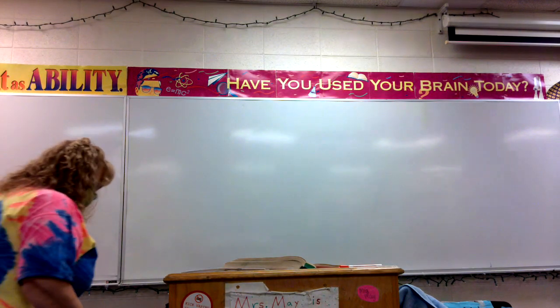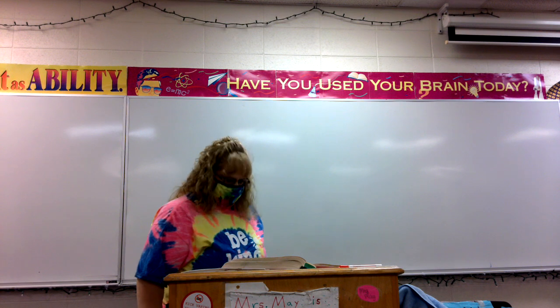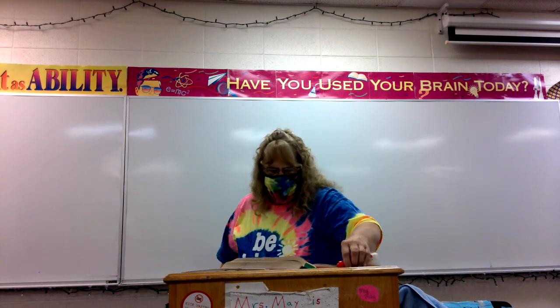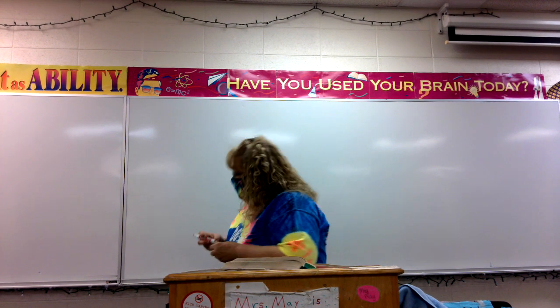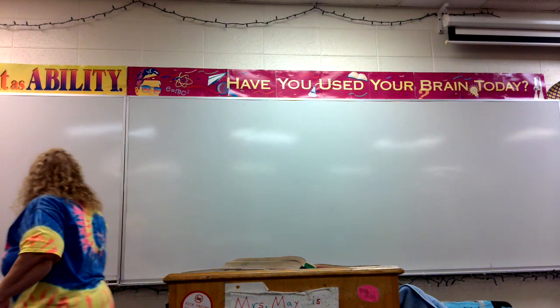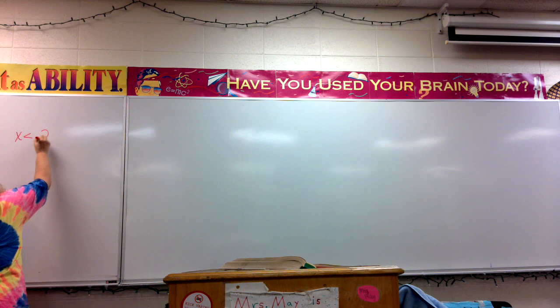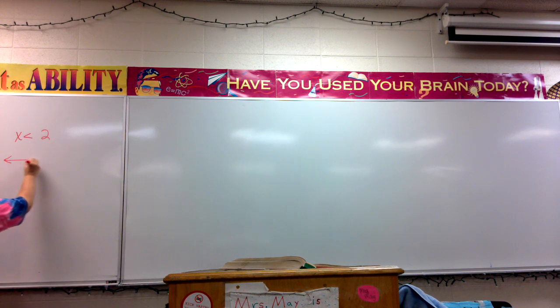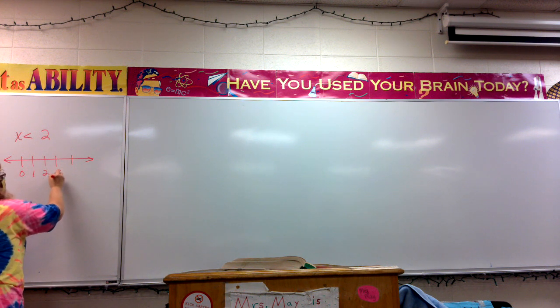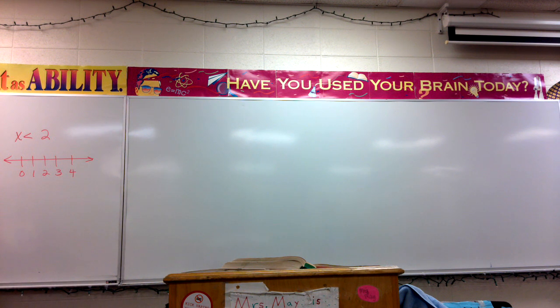I probably should have had you graph them yesterday, but if you ended up with something like this, x less than 2, on the number line, what would you do? You would go to this number and make a circle.